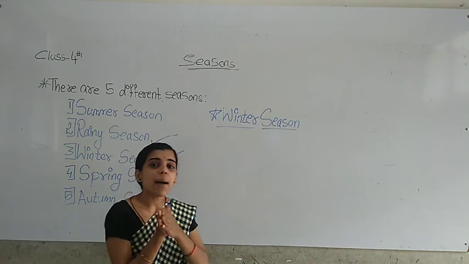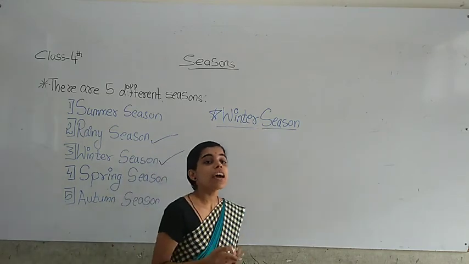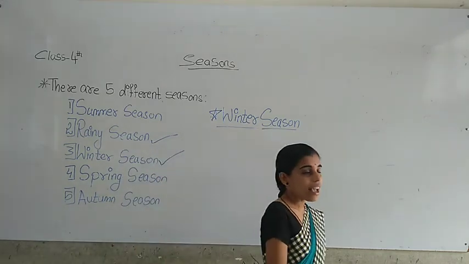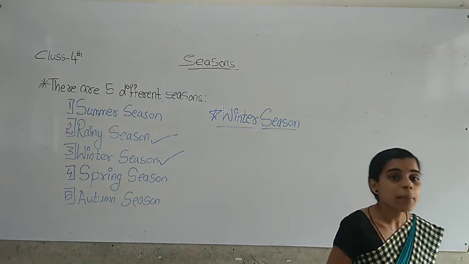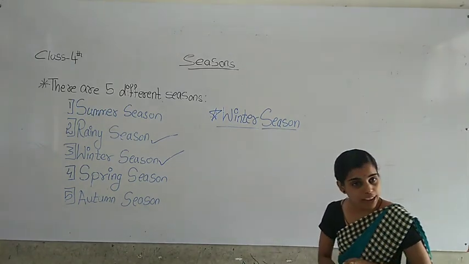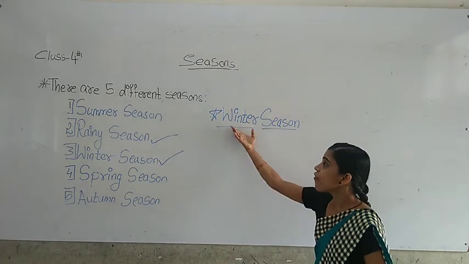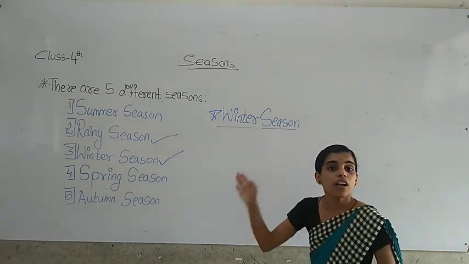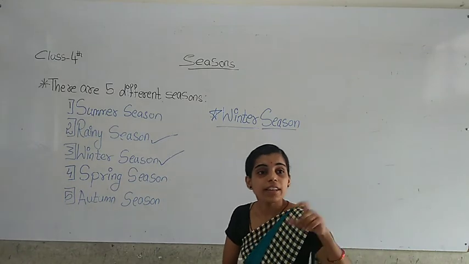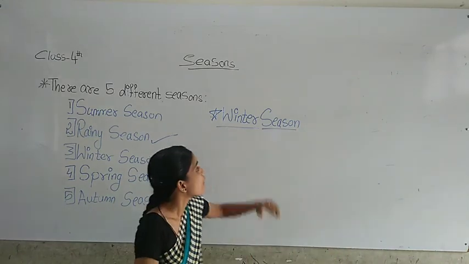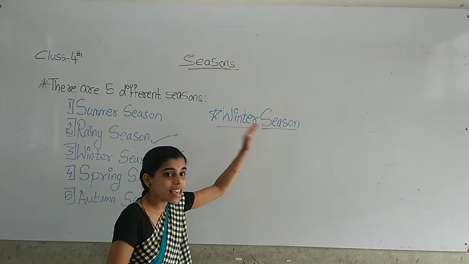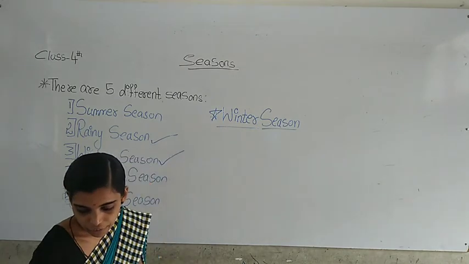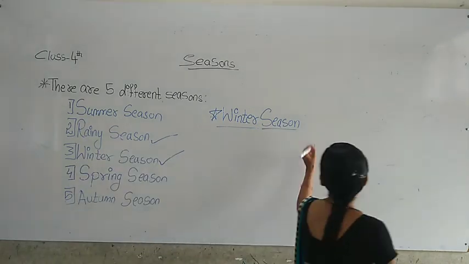Next, in some areas, children, there will be snowfall. For example, in the Himalayas, in Jammu and Kashmir. So in the winter season, there will be snowfall. Now, we'll just write it.